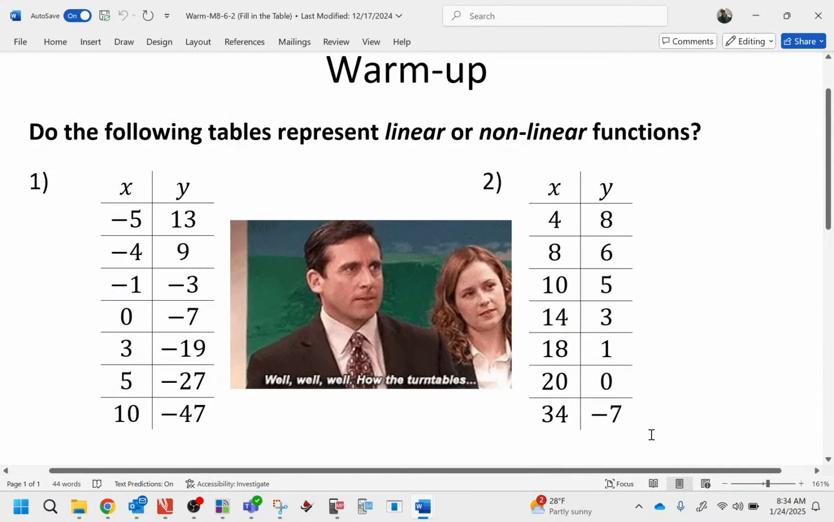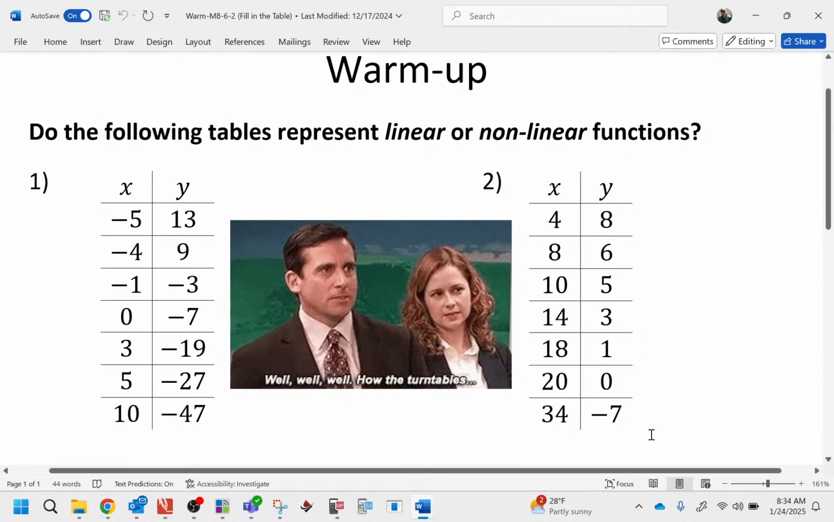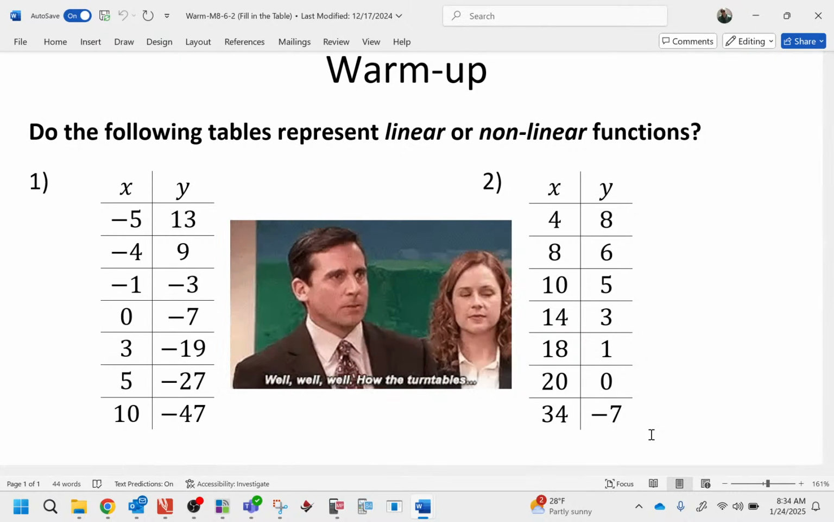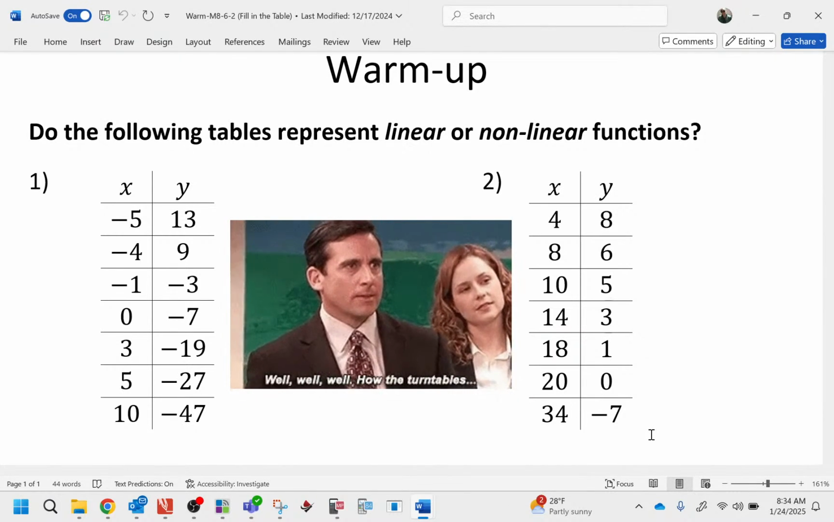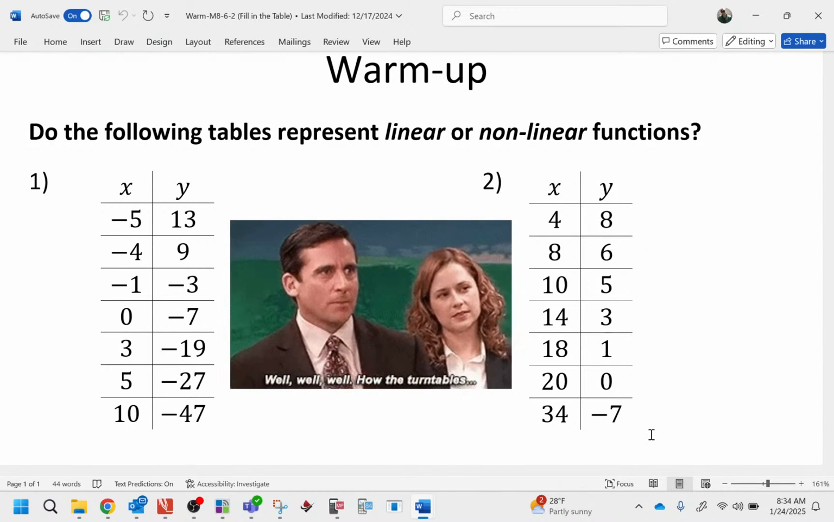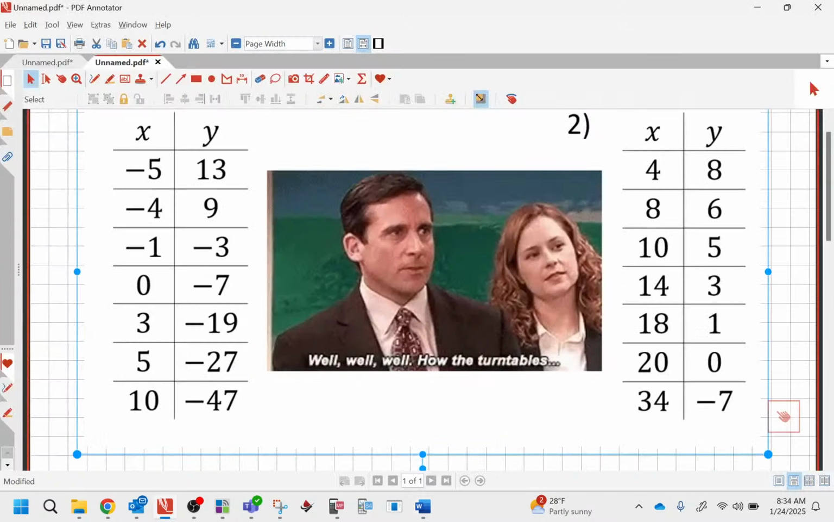Here's your warm-up. Do those tables represent linear or nonlinear functions? How can you tell? Let's see what we can do, guys, and let's give it a shot. You're going to want to pause the video because we are ready to go over here.